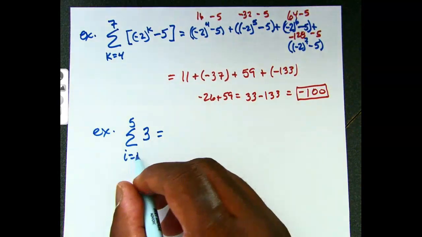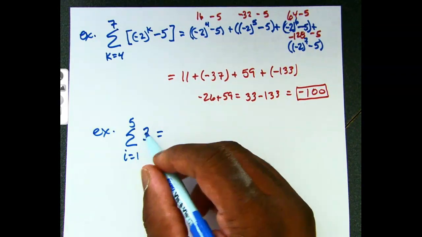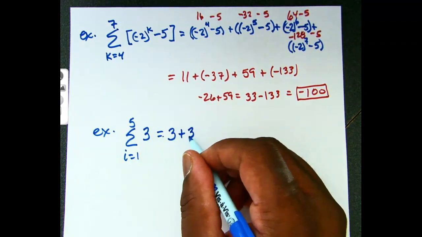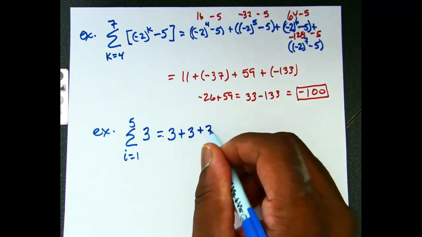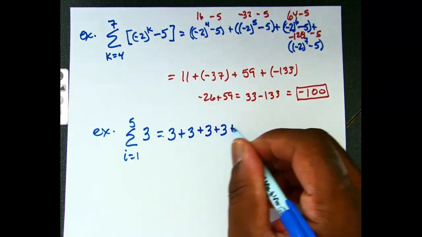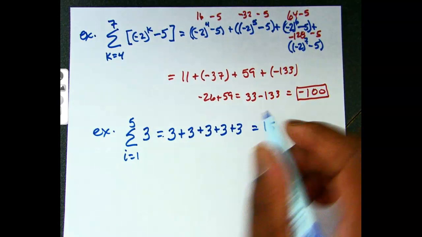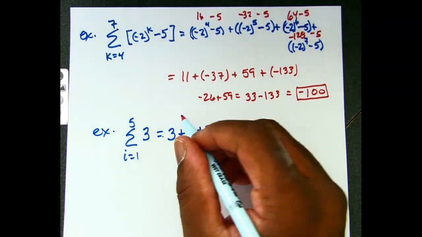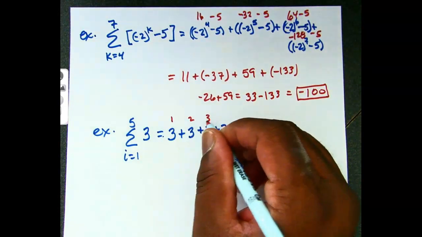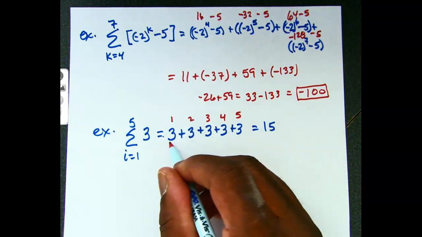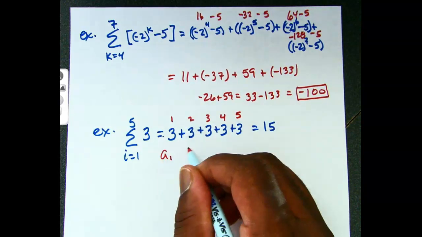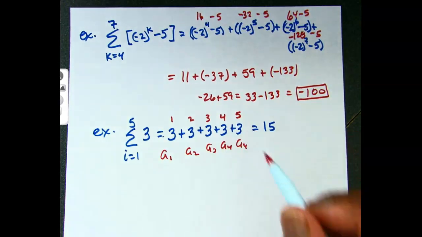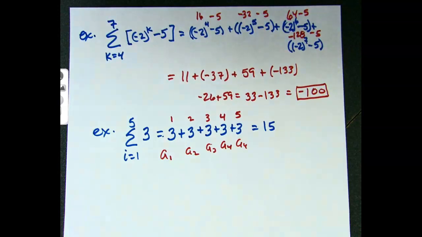So here, when I is 1, our term is 3. When I is 2, our term is 3. When I is 3, our term is 3. 4 and 5. So the answer here would be 15. Make no mistake, this is when I is 1, 2, 3, 4, 5. This is a1, a2, a3, a4, a5. It's just that they're constant, but we're still going to take the sum.